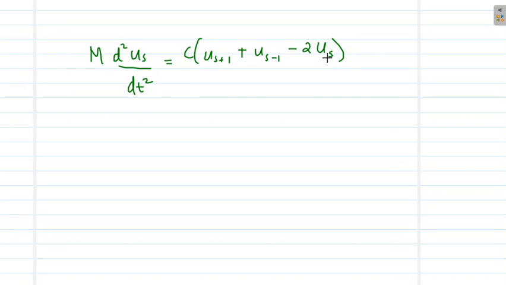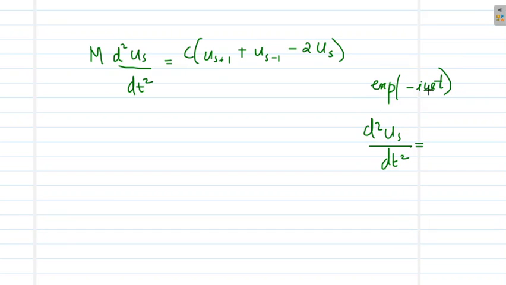Now we look for solutions where the displacements have a time dependence given by exponential minus i omega t. So if this is the time dependence of the displacement u_s, what will be d square u_s by dt square?